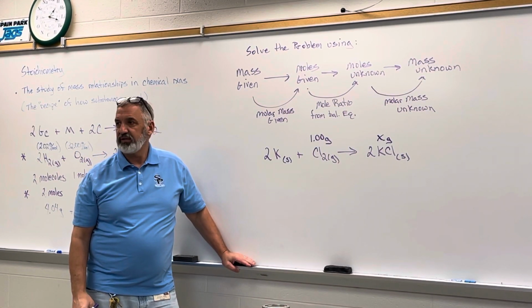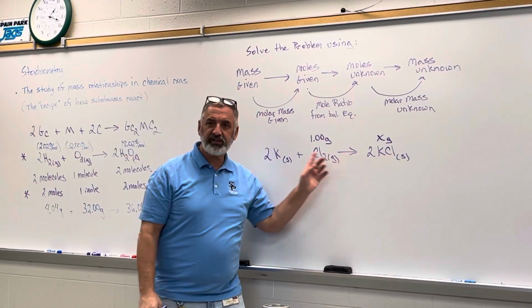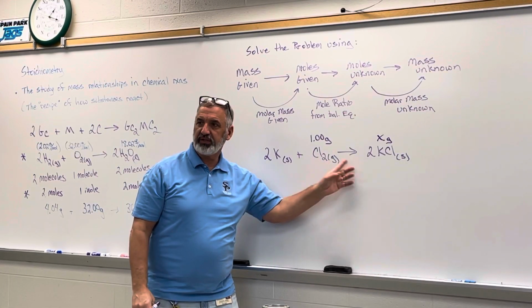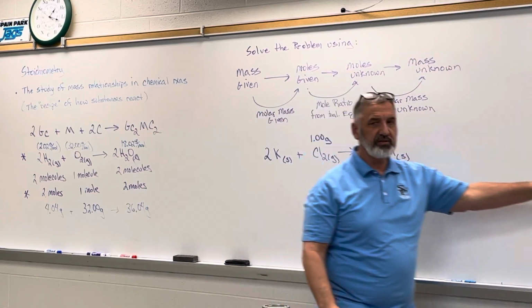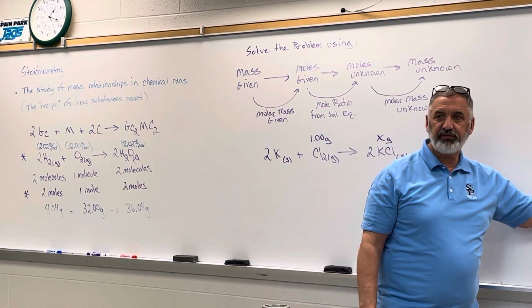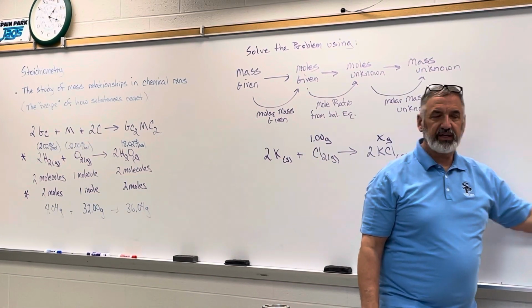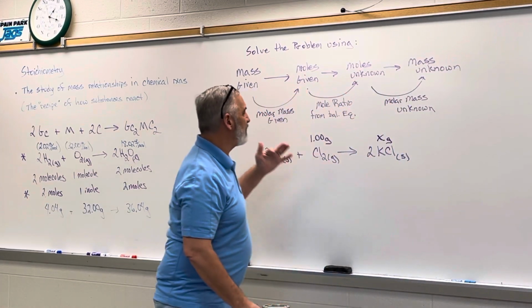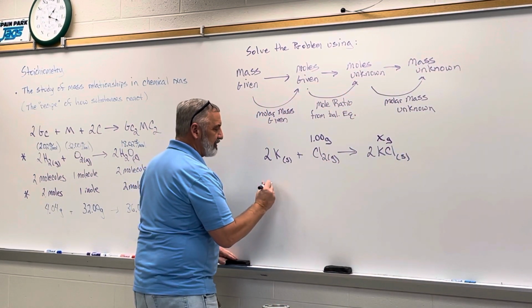So, what's my mole ratio now between my given and my unknown? 2 to 1. Don't make that hard. It's whatever the number is in front of those 2 things. 2 to 1. It's from the balanced equation. It's just always unknown over known. Okay? And so now I solve this starting with what's given, 1 gram of chlorine.